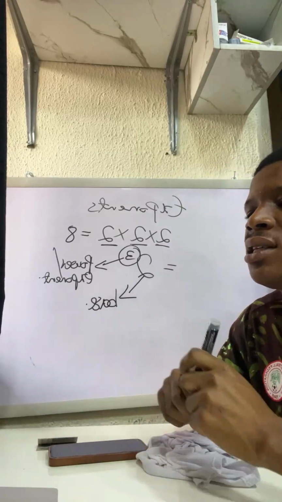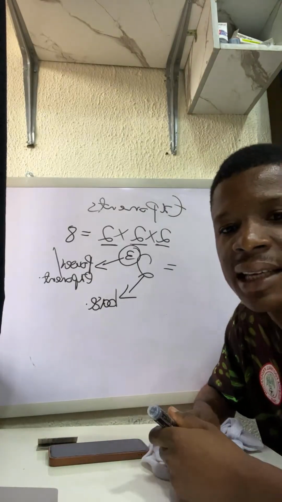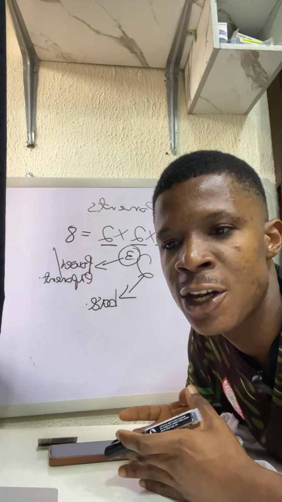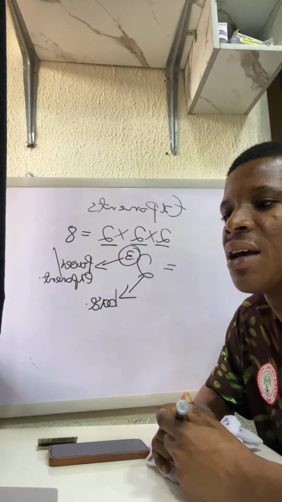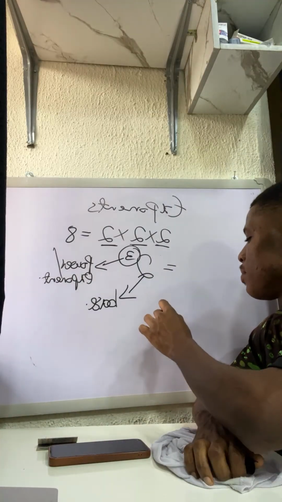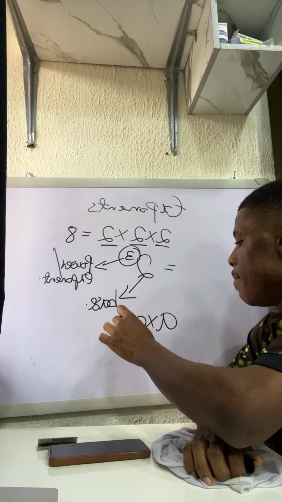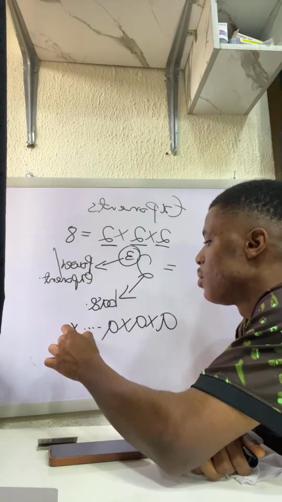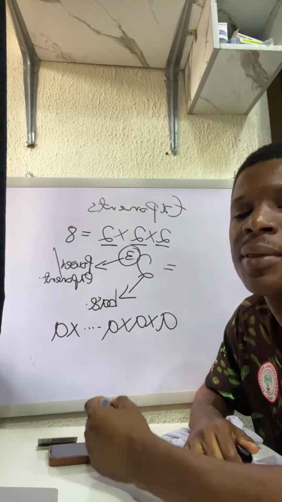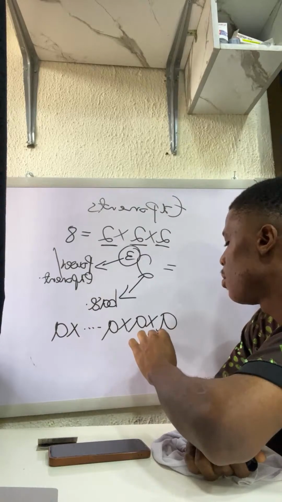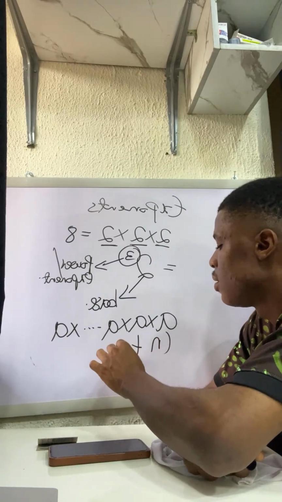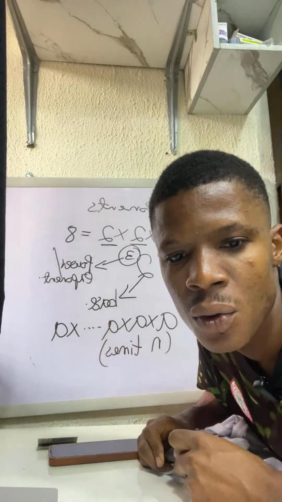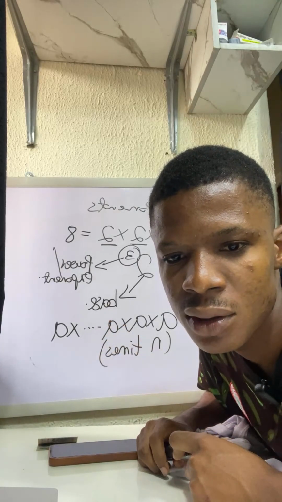So you can now see that whenever we multiply a number by itself several times, let's say we are multiplying a by a, and we multiply a n times.